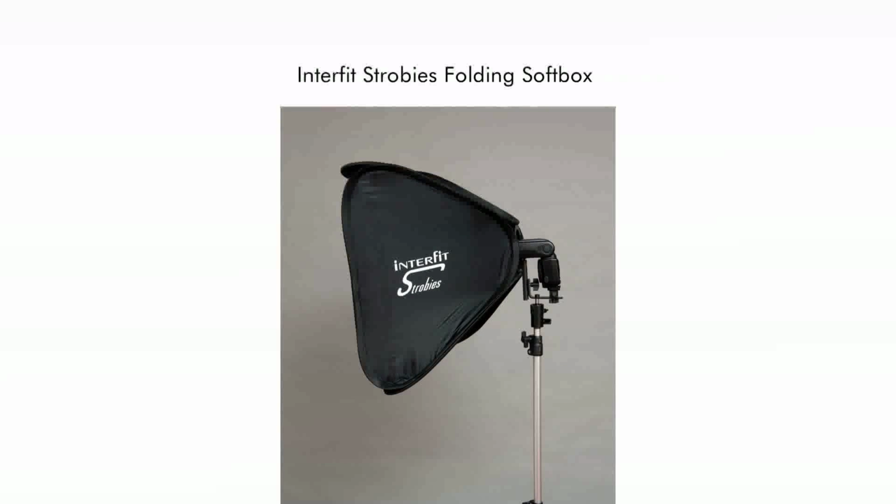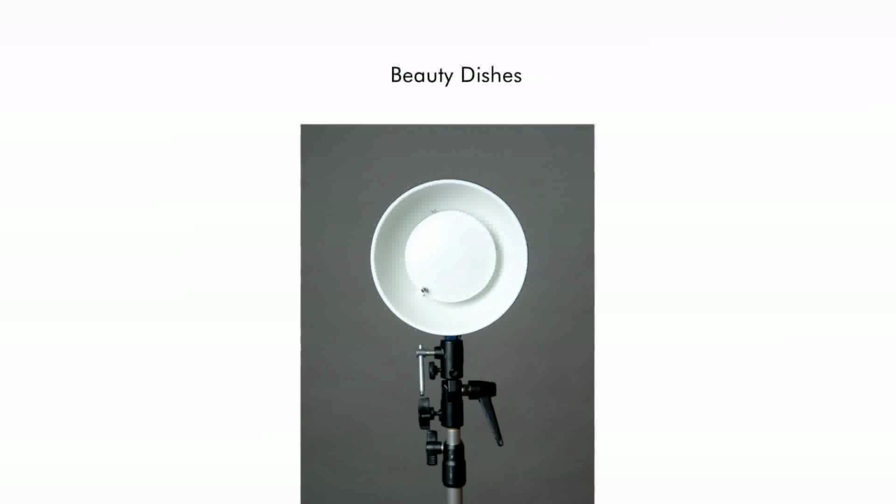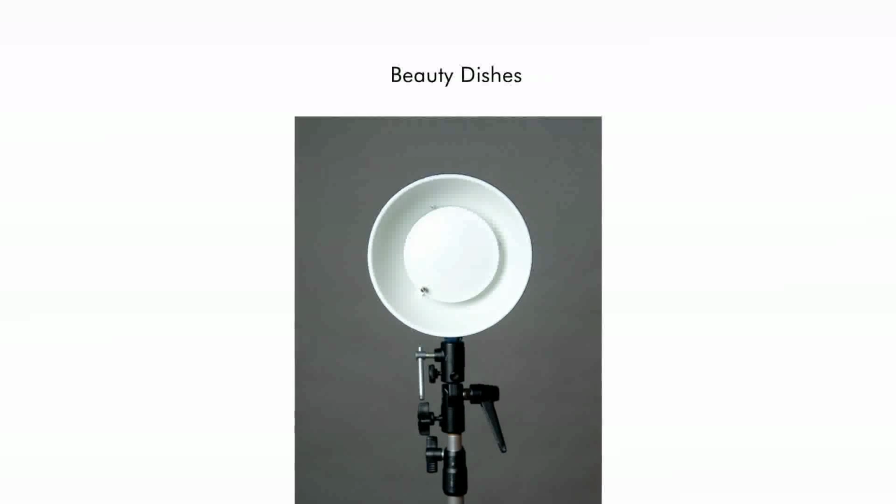Softboxes come in many sizes, from 8 by 8 inch models that attach directly to your flash, to larger softboxes that use a standard speed ring and flash mount. With a single Speedlight, I recommend using a 15 by 15 or 24 by 24 inch softbox with a standard speed ring. This photo shows the effect of an Interfit Strobies folding softbox.